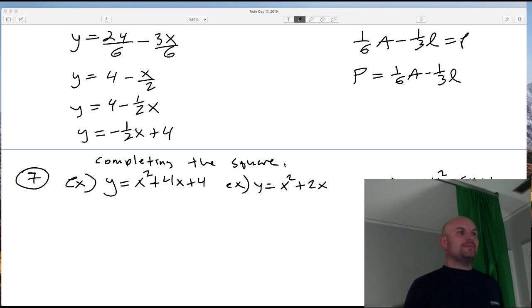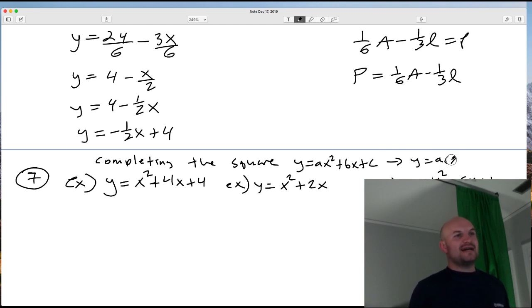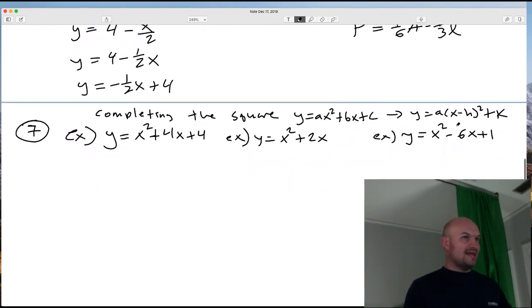Now, one of the points of completing the square is to write a quadratic from standard form, which is ax squared plus bx plus c, into what we call vertex form, which is y equals a times (x minus h) squared plus k. Don't get confused with the a, b, and c, and h and k. The main idea is that this has an x squared, and this has what we call a binomial squared, the quantity (x minus h) squared. So how do we go from just a variable being squared to a quantity being squared? That is the process of completing the square.